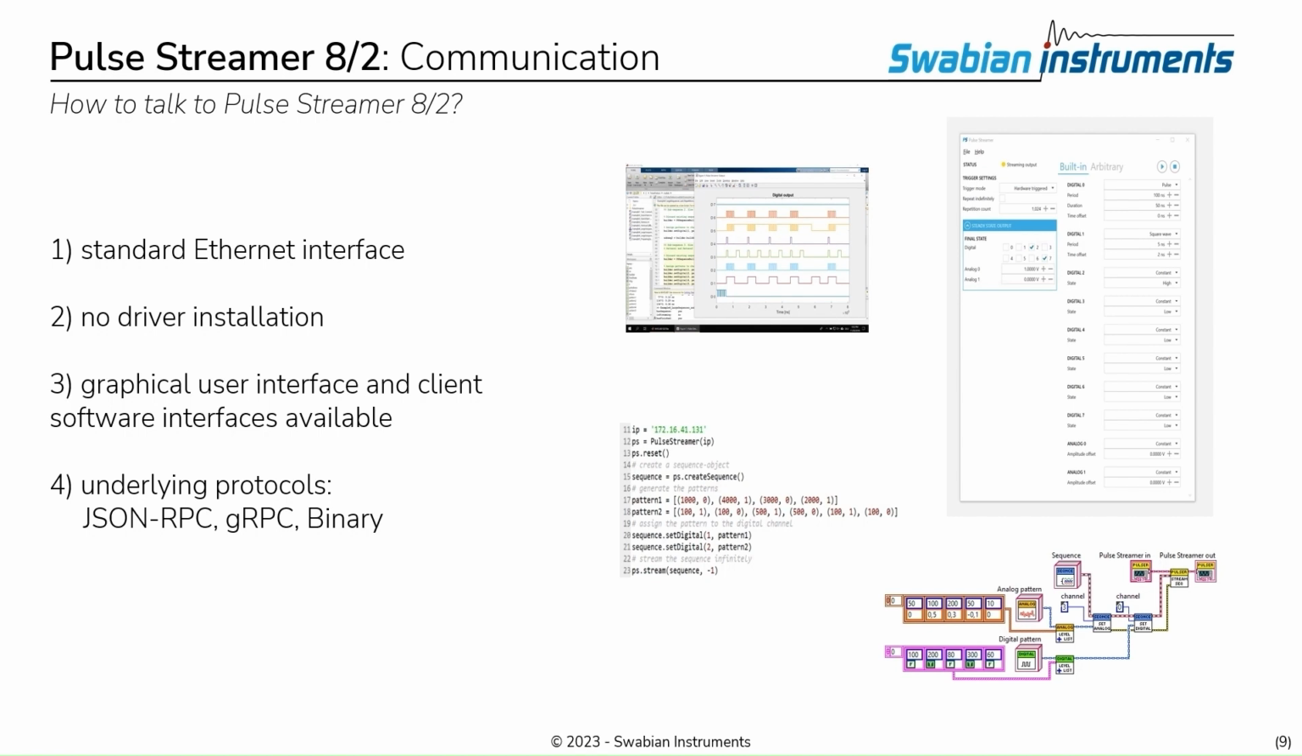The communication is performed over the network via remote procedure calls. The RPC calls use JSON RPC, Google RPC, and one proprietary binary protocol as encapsulated protocols. Our customers particularly appreciate that Pulse Streamer allows convenient and intuitive handling and programming so that you can fully focus on your application. So what are examples of these applications?